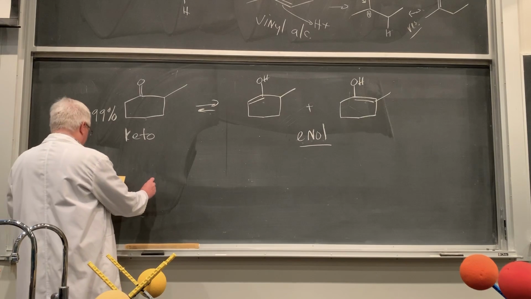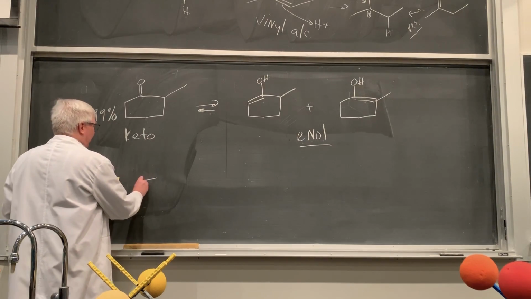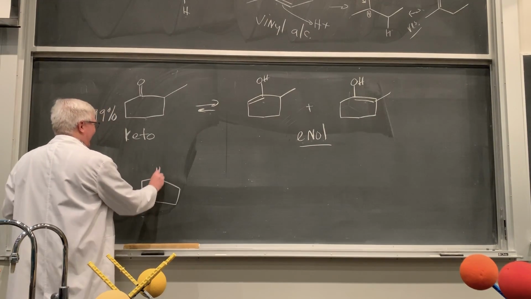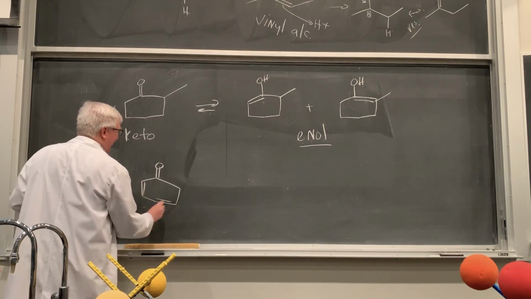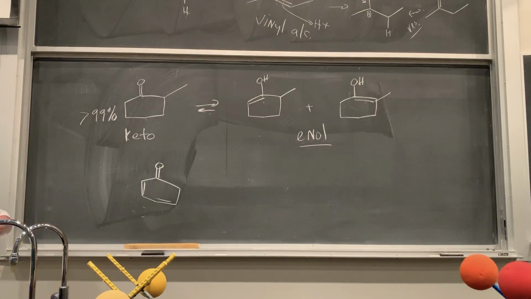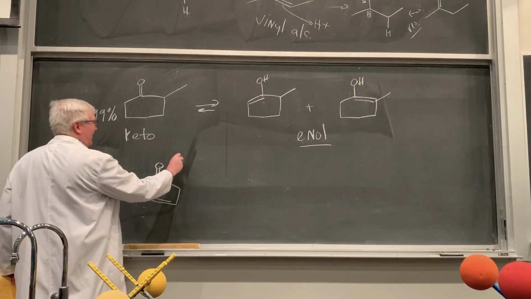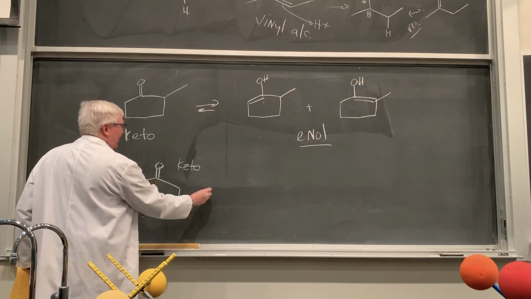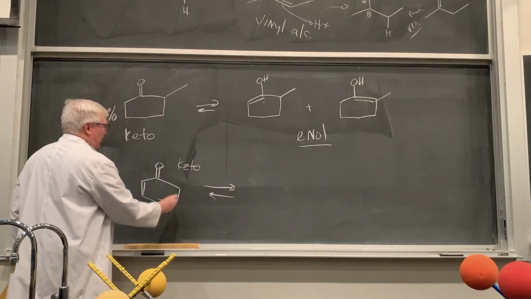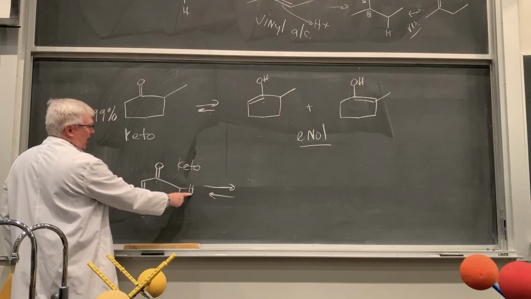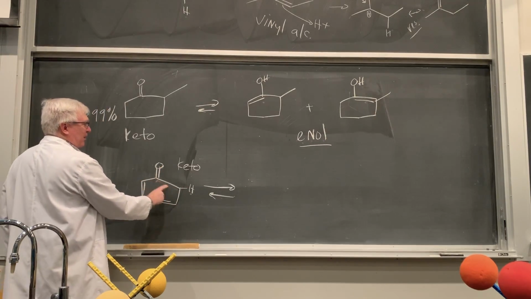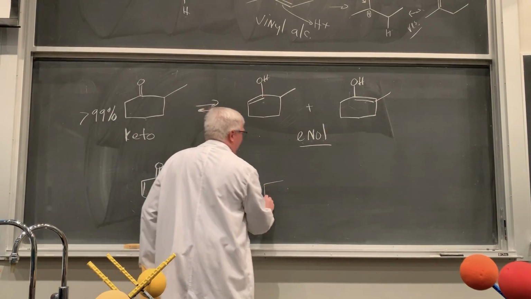Now here's another one to think about. How about this ketone? This is kind of a trick question, we could say. Can you draw the enol version of this? So here's a ketone, again the keto version. The equilibrium here would involve transferring this hydrogen up to the oxygen and putting the double bond there. So what would you get? Let's see.